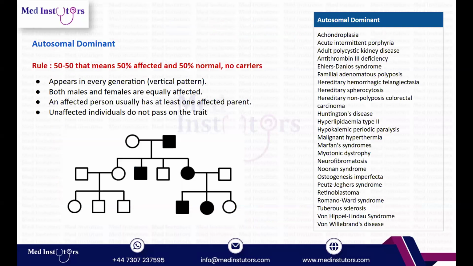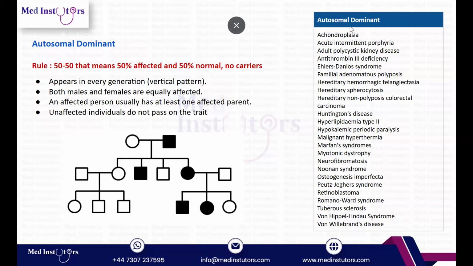Okay, so I just simplified all the genetic conditions. One by one, we will discuss everything. Let's begin with autosomal dominant. I made a rule for autosomal dominant inheritance. You need to keep this rule in your mind. That is, it is the 50-50 rule. That means 50% would be affected and 50% would be normal. And for the dominant conditions, there would be no carrier state.